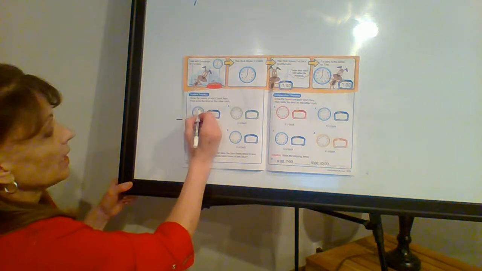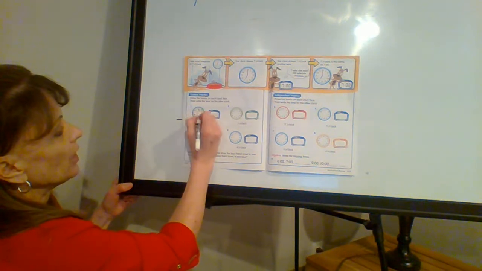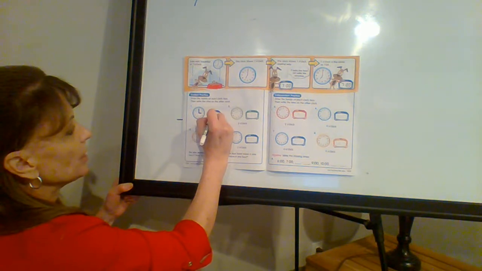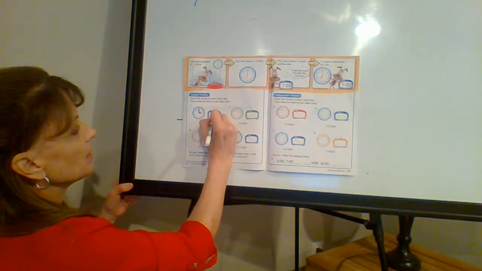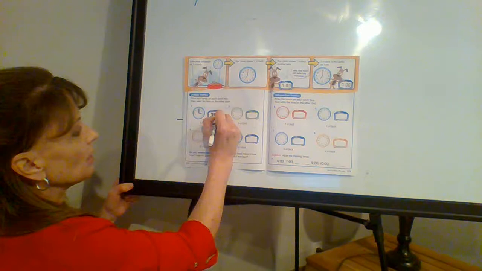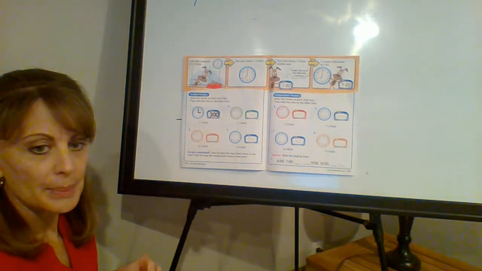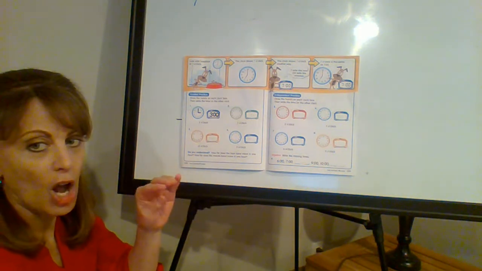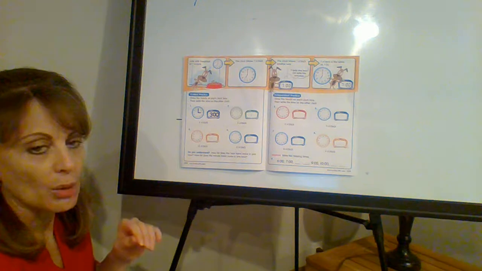So if this is 3 o'clock, we have the short hand on the 3, the long hand on the 12, and then we trace over 3, 0, 0. Try to make your numbers the same height. The hour and the minutes have to be the same height. They're all capital letters. Numbers are always the same height.